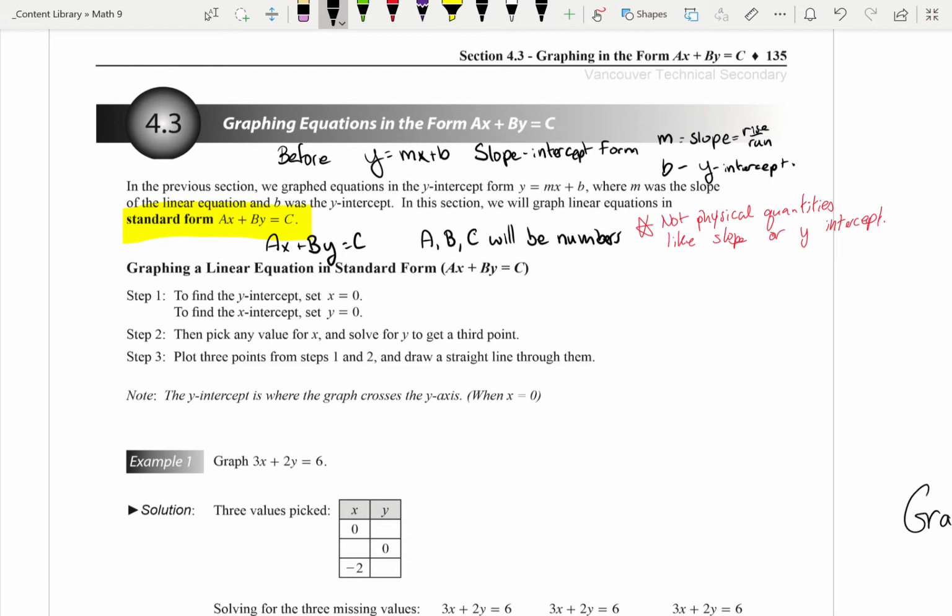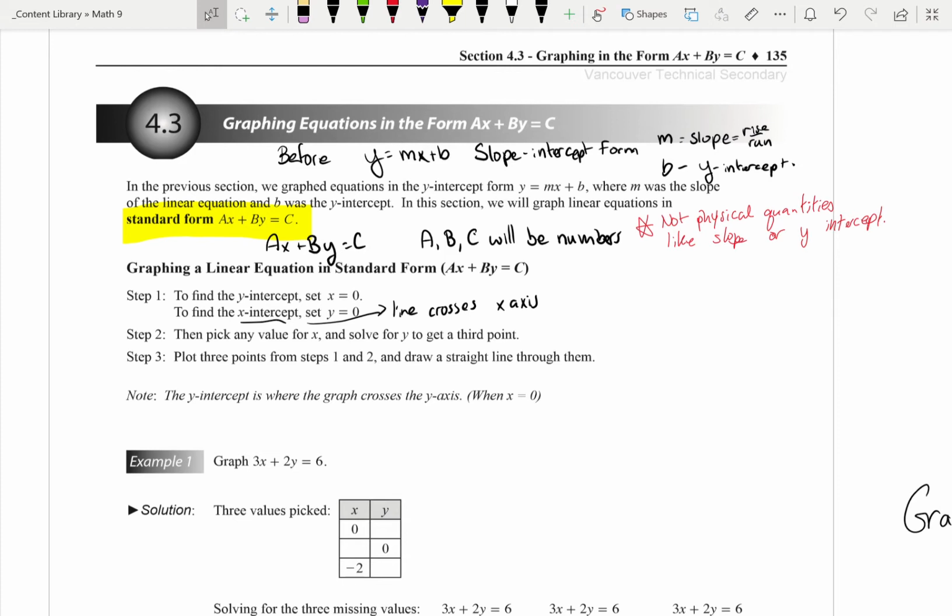This equation is good for finding very specific points. Specifically, it's good for finding our intercepts. I've talked about a y-intercept, which is where our line crosses the y-axis, but now we're also going to introduce the x-intercept, which is where the line crosses the x-axis. Same idea: the line crosses something, and we call it the x-intercept because it crosses the x-axis, and the y-intercept because it crosses the y-axis.